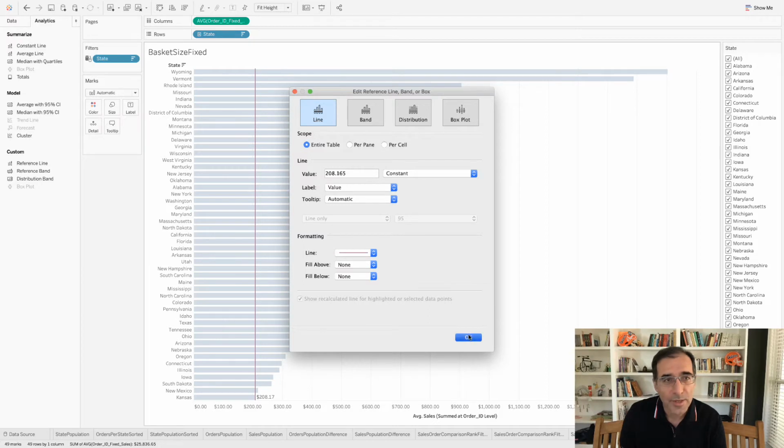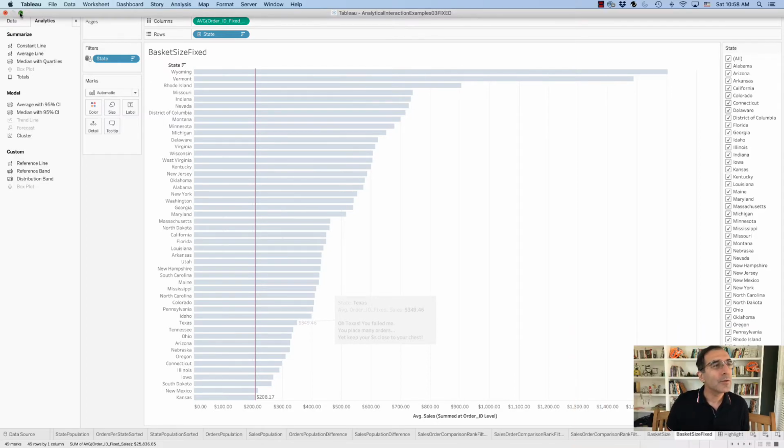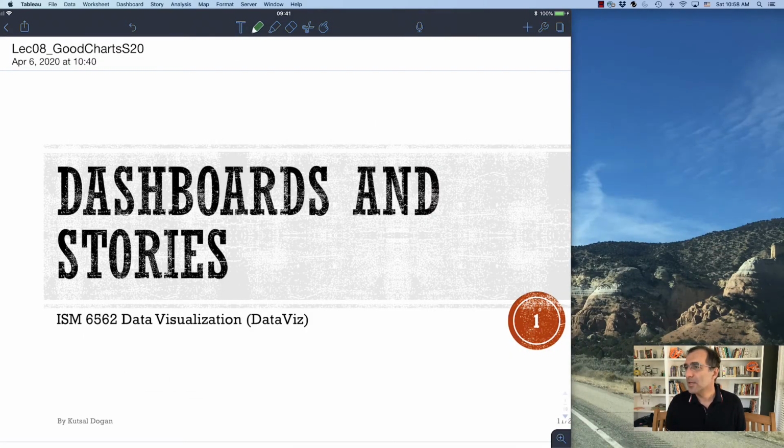So that's another thing that you can add, and then you can add annotations to this as well, okay? So these reference lines and bands are relatively easy to add. To tie these two loose ends, and reference points and telling stories. Now, let's get to it.